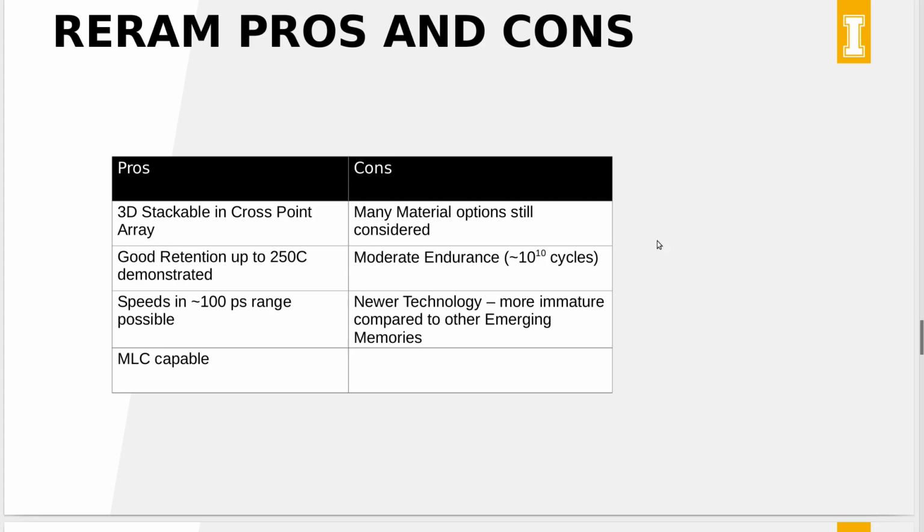The cons: this is one of the newer technologies that is immature. There's a lot of materials to be considered that is going to take time to research and understand. So there's a lot there to be done. It does have better endurance capabilities than phase change, though it's still moderate. You are changing the physical structure of the device and limiting yourself that way.